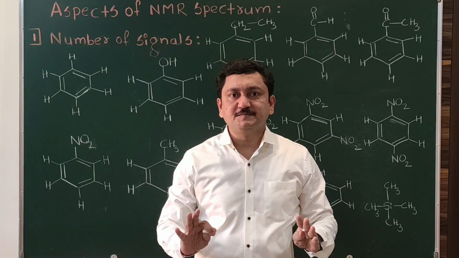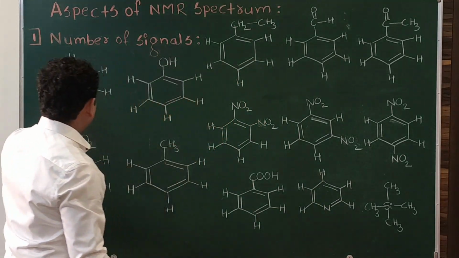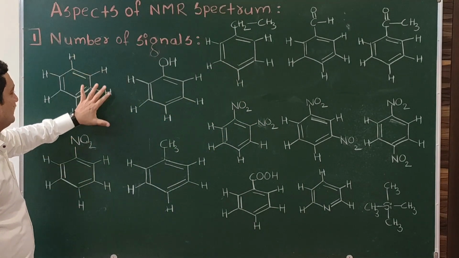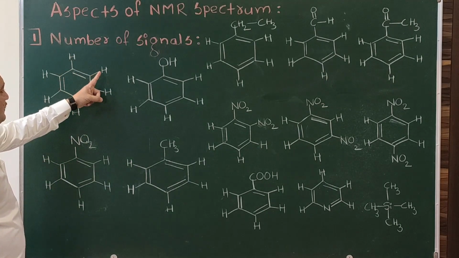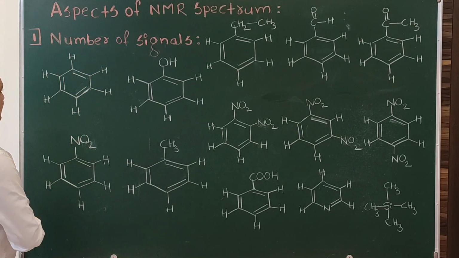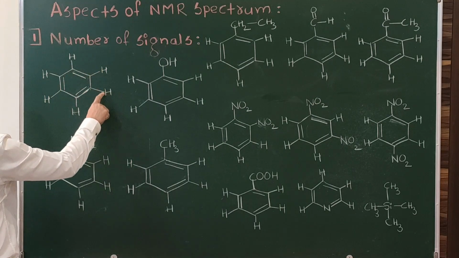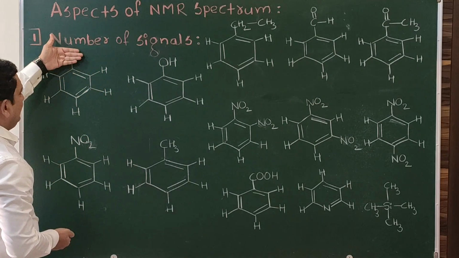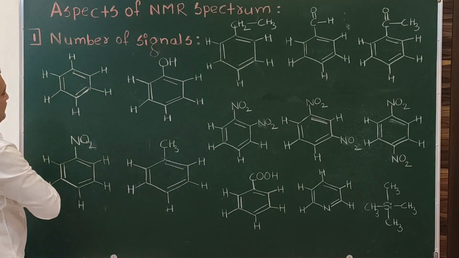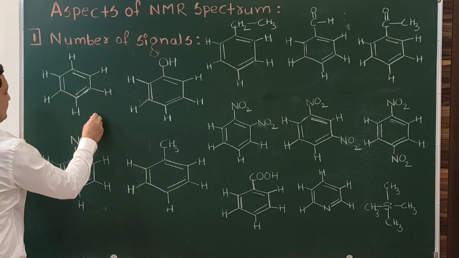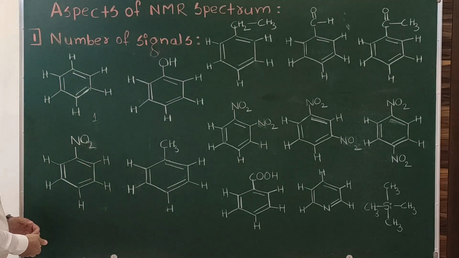Now NMR signals of some compounds. This is benzene. How many NMR signals will it give? The signal will be given only by hydrogen as it is PMR. The environment of all the hydrogens is identical. All the hydrogens are equivalent. So collectively it will give only 1 signal. So benzene gives only 1 signal.